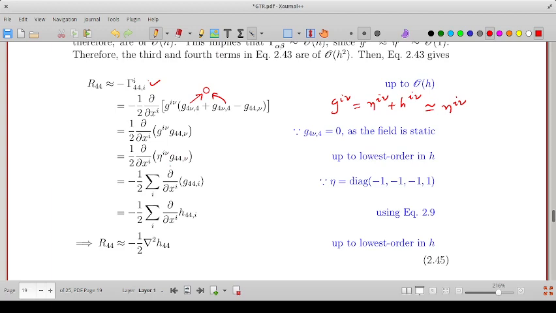Now eta is a Minkowski metric, it's diagonal, so that means the only non-zero term is when nu is equal to 4 in this sum. So this sum now becomes eta I times g44 comma I, because all other values of nu will lead to this being 0 and therefore the product being 0, the corresponding term being 0. The only surviving term is this.